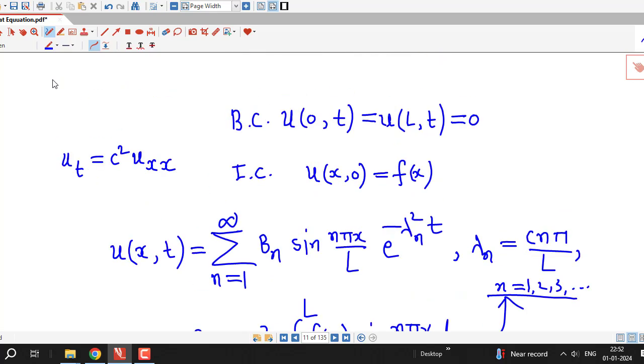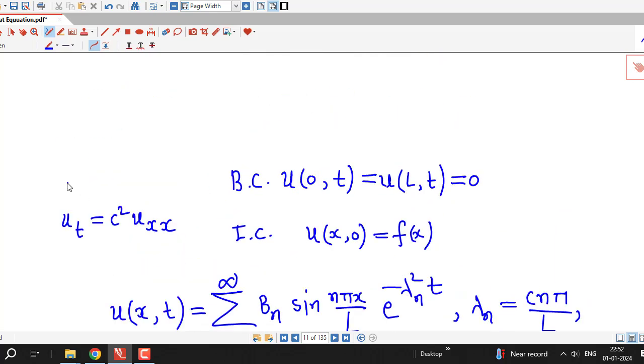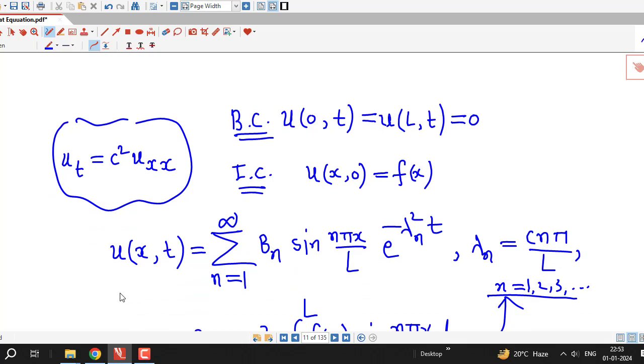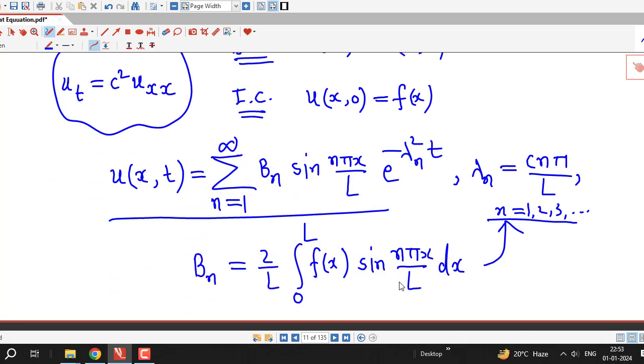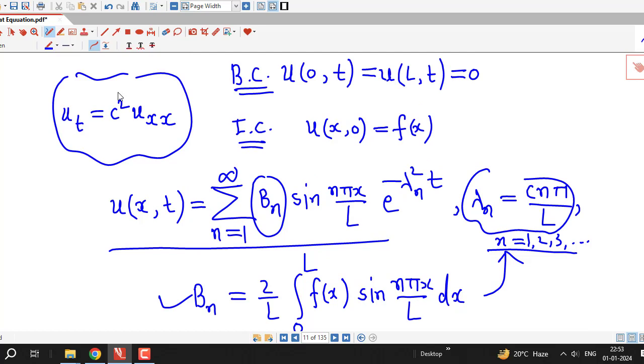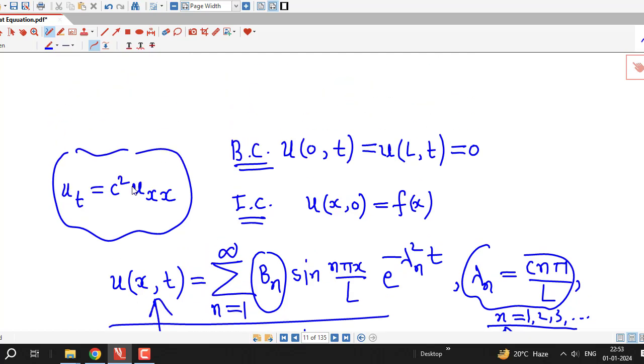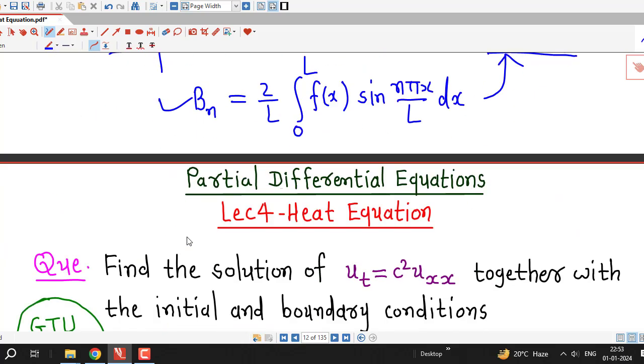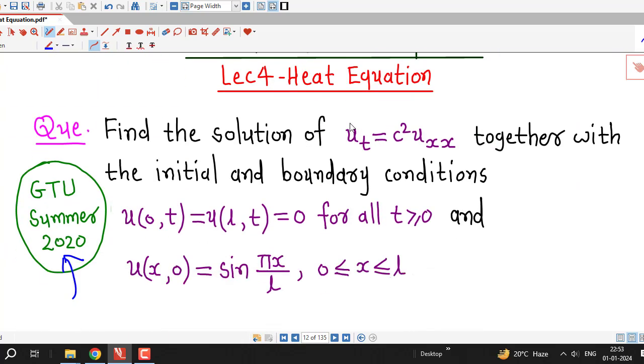So all we have to remember is that the solution of the heat equation together with this type of boundary conditions and this initial condition is given by this formula, and in this formula we have to obtain values of bn and lambda n. After calculating their values we will substitute them in this expression and we will be able to determine the temperature at any position x and at any time t. So this we have to remember for the solution of this type of problems.